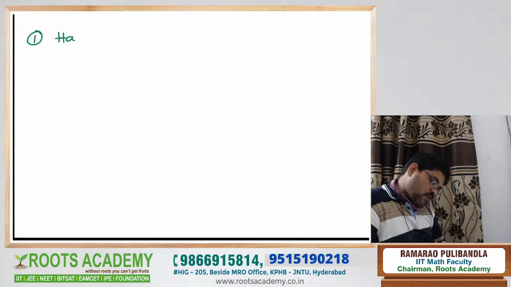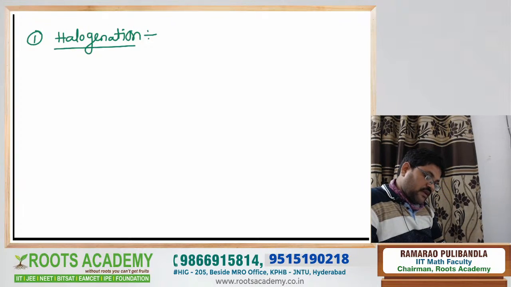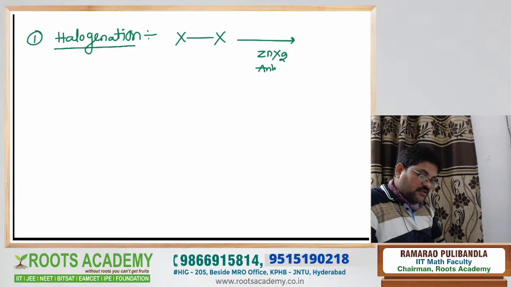Now see, what is the meaning of halogenation? Halogenation means addition of the halogen, X2. X2 means in the presence of the Lewis acid catalyst. What is the Lewis acid? Anhydrous ZnCl2. Lewis acid is a catalyst. And on heating, and then what?